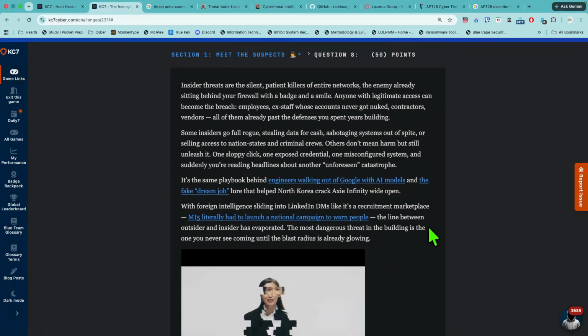Insider threats. Alright. Insider threats are the silent killers of entire networks. The enemy already sitting behind your firewall with a badge and a smile. Anyone with legitimate access can become the breach. Employees, ex-staff whose accounts never got nuked, contractors, vendors, all of them already passed the defenses you spent years building.